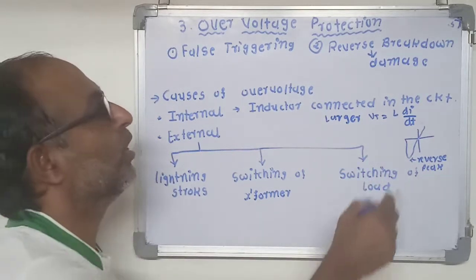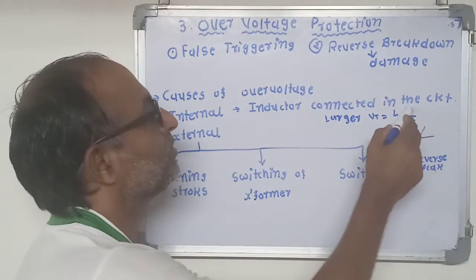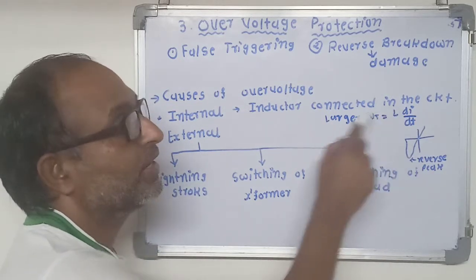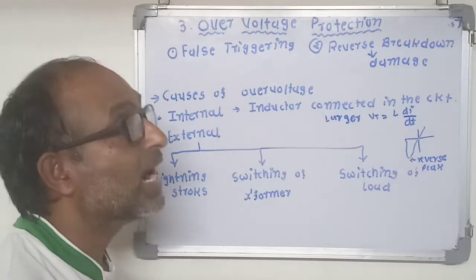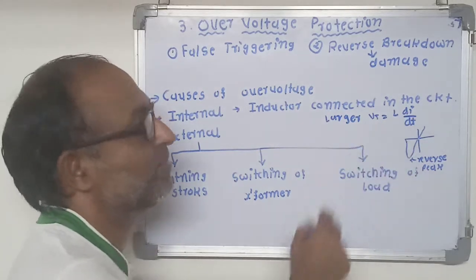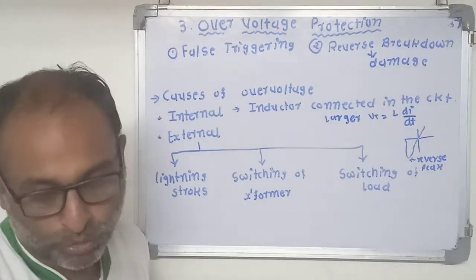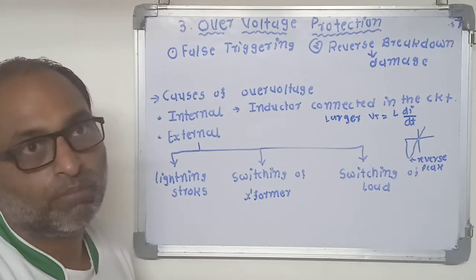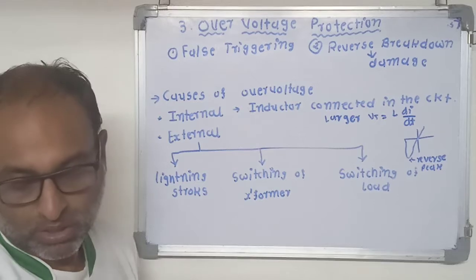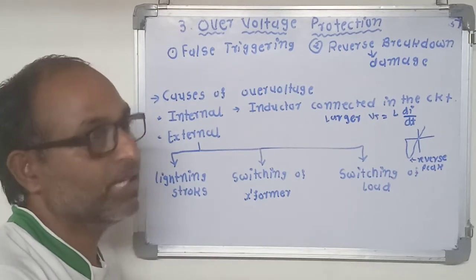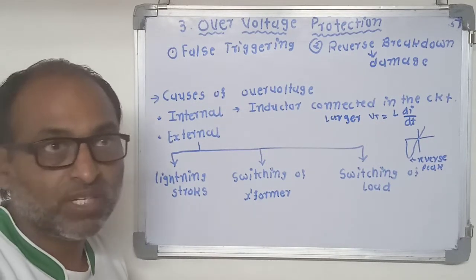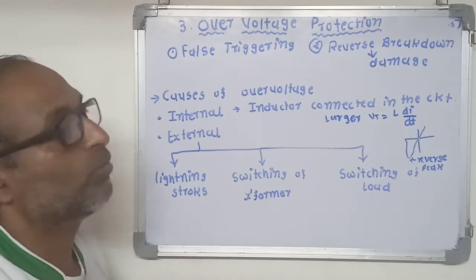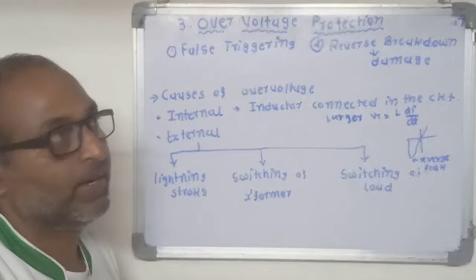So the value of di by dt becomes very high. Due to the inductor connected in the SCR circuit, a high transient voltage L di by dt is produced. As a result, the over voltage may be several times the breakdown voltage of the device. Because of this internal over voltage, the SCR may be damaged.